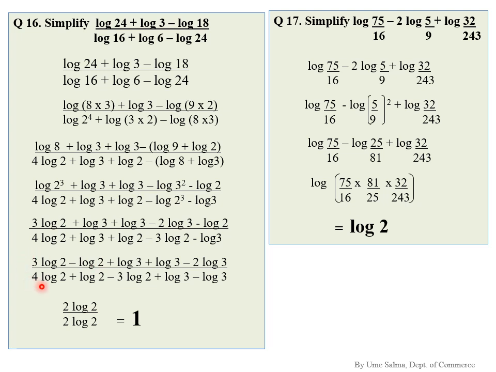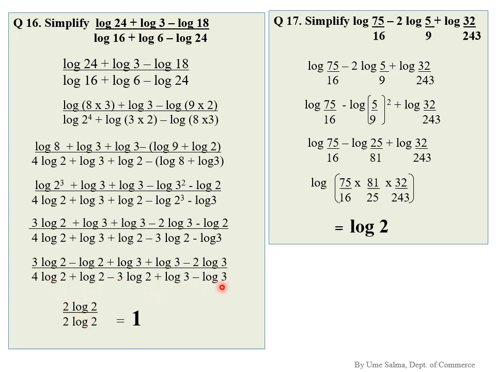Let us look at the denominator. You have 4 log 2 plus 1 log 2, that is 5 log 2, minus 3 log 2. So 5 minus 3 will give you 2. So 2 log 2. After solving 4 plus 1, 5 minus 3 gives you 2 log 2 as it is.